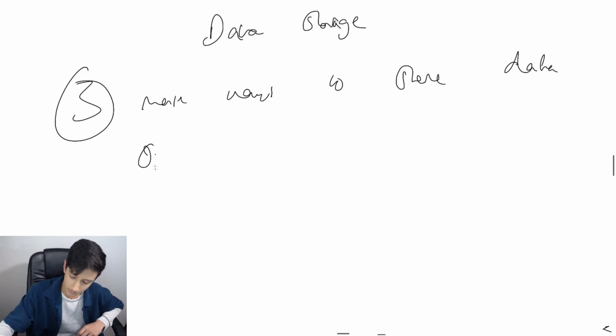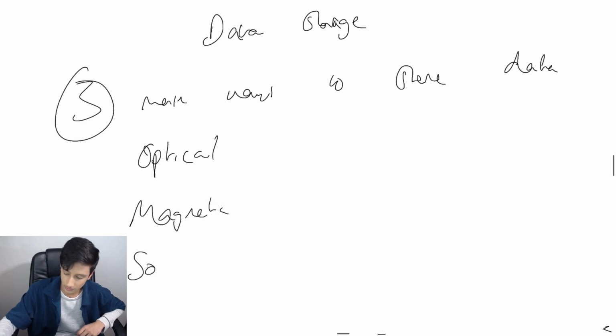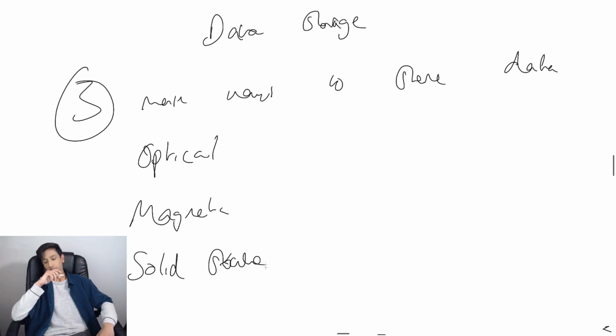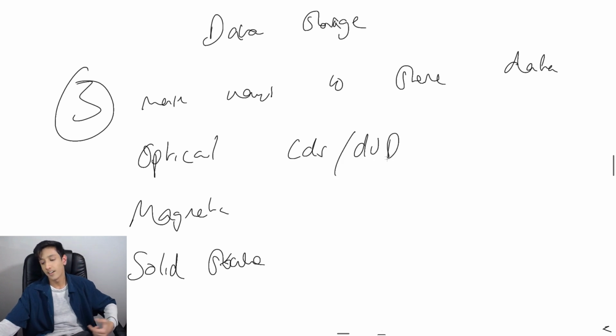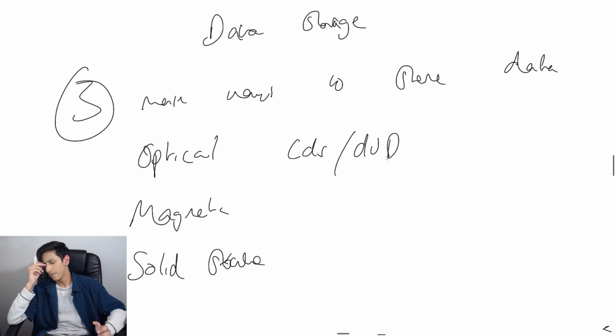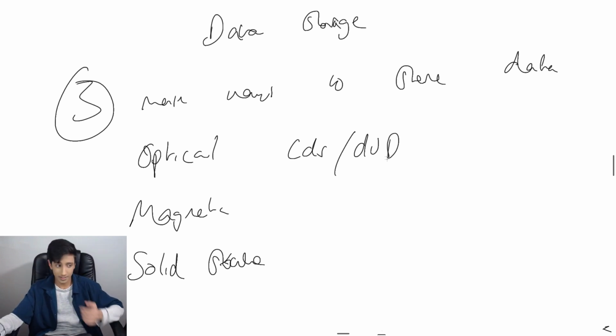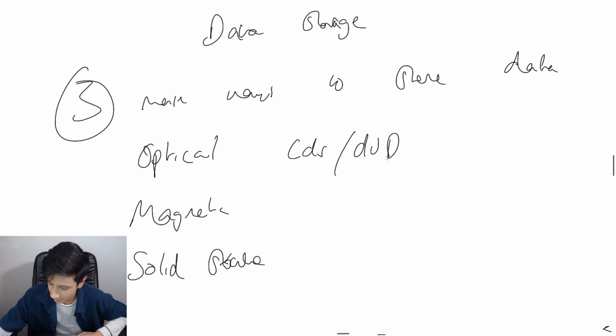And that is optical, magnetic, and solid state. Now, optical is your basic CDs and DVDs. These are very cheap ways of storage, but they go up to around 5 gigabytes if you have a Blu-ray DVD.